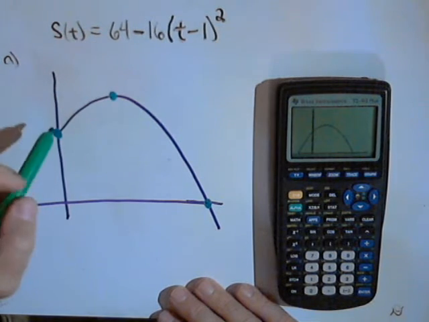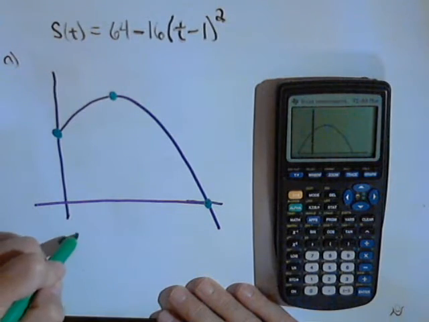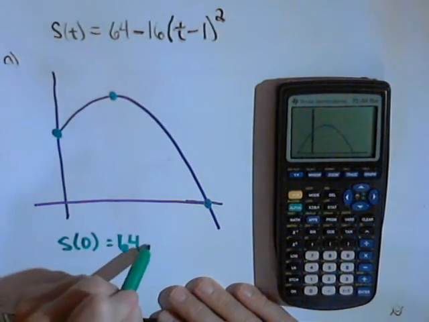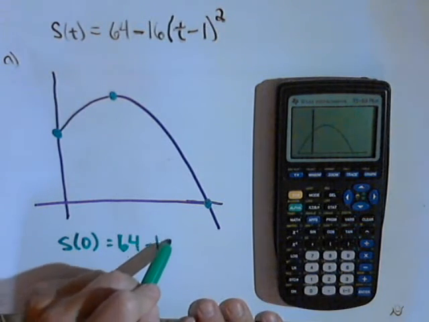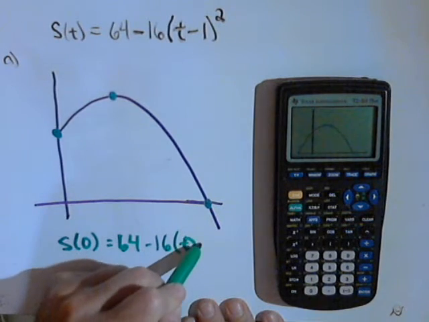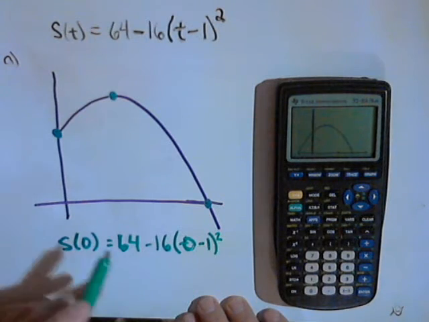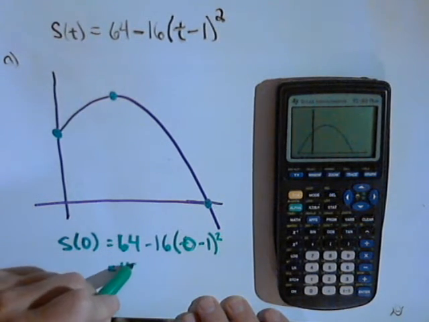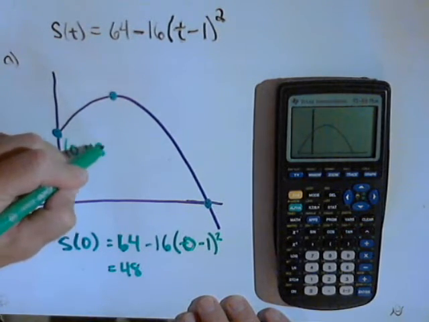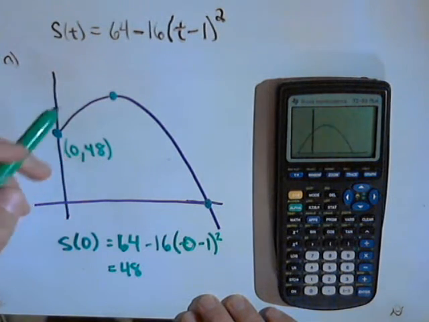Now, one way to get this first one, notice that t is equal to 0. So I'm going to calculate s of 0, which is 64 minus 16 times 0 minus 1 squared. 0 minus 1 is a -1, squared is 1, so 64 minus 16, or 48. So labeling that point, that would be the point (0, 48). That says at 0 seconds, the ball is 48 feet high.